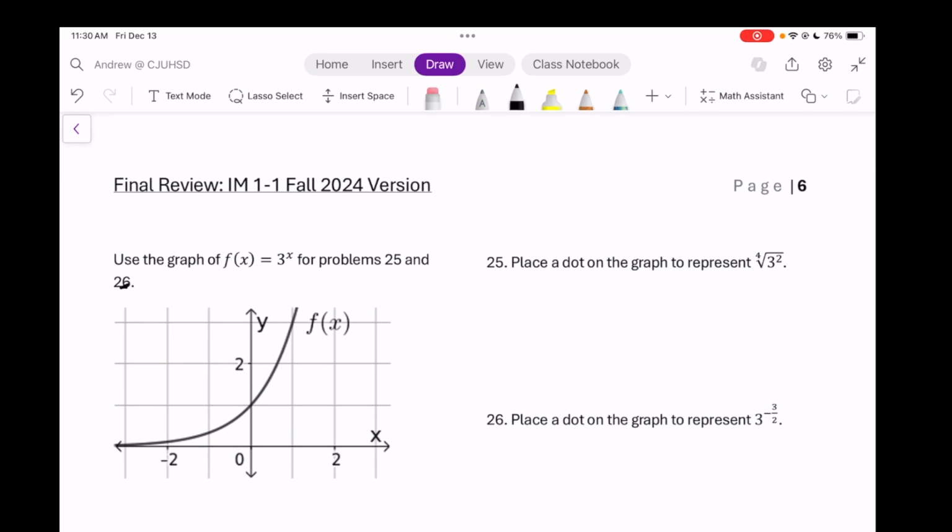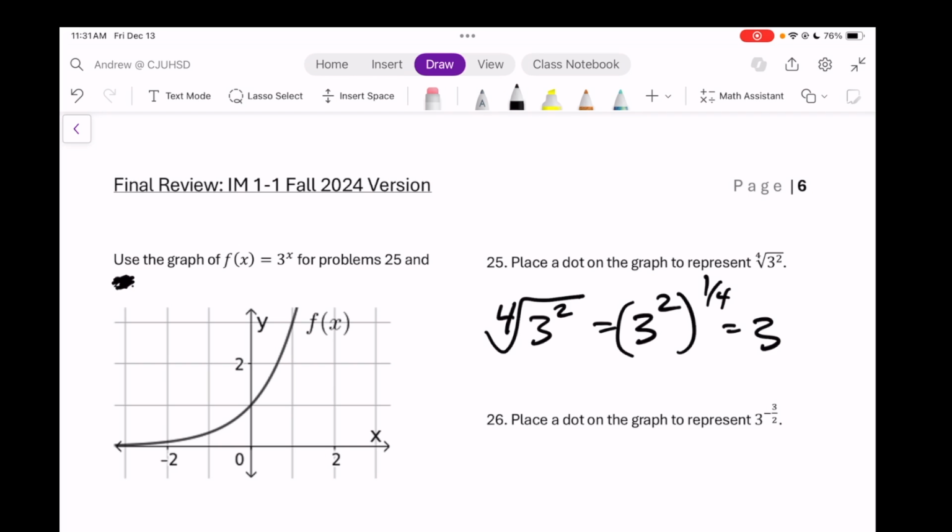Okay, this 26 here is out of place. 25. Place a dot on the graph to represent the 4th root of 3 to the 2nd power. Okay, the key is to take this and convert it. The 4th root of 3 to the 2nd power. That's going to be the 1/4 power for the 4th root. So 3 to the 2nd, to the 1/4, and that's going to be 3 to the 1/2, or 2/4, which is 1/2.